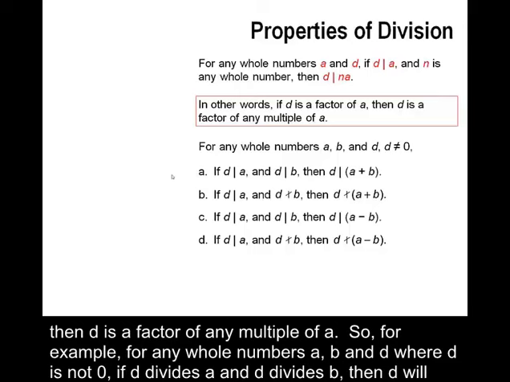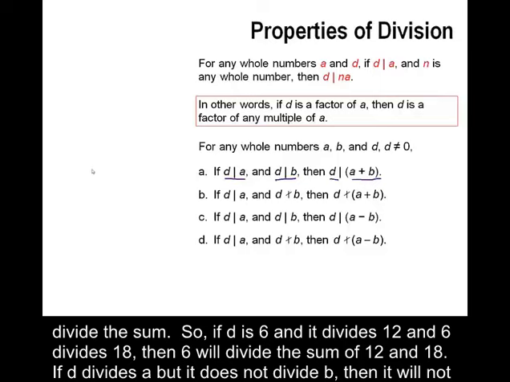For any whole numbers A, B, and D where D is not 0, if D divides A and D divides B, then D will divide the sum. So if D is 6 and it divides 12 and 6 divides 18, then 6 will divide the sum of 12 and 18. If D divides A but does not divide B, then it will not divide the sum.